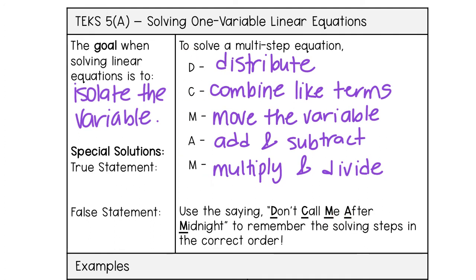And just remember that there are 2 types of special solutions. So if you end up with a true statement, something like 2 equals 2. Well, obviously that's true. 2 does equal 2. So when that happens, we say that the solution is all real numbers. And if you end up with a false statement, something like 2 equals 5, those are 2 different numbers. That is false. You say that there is no solution.